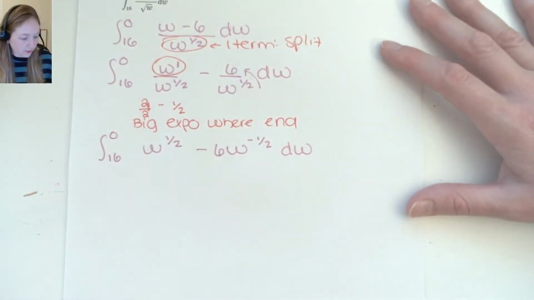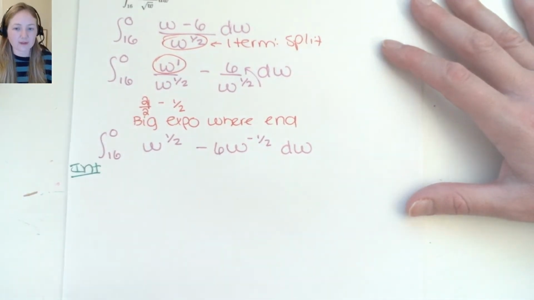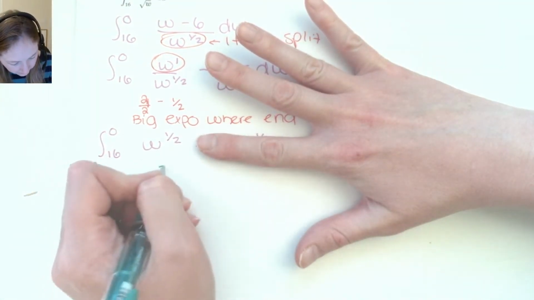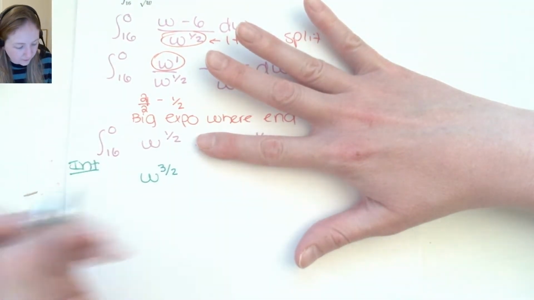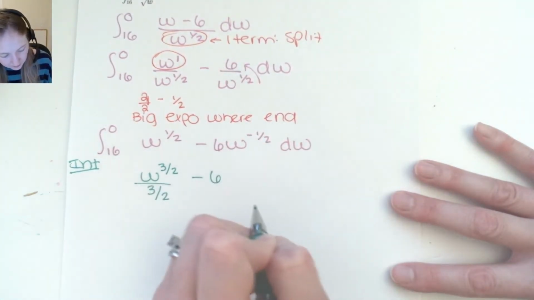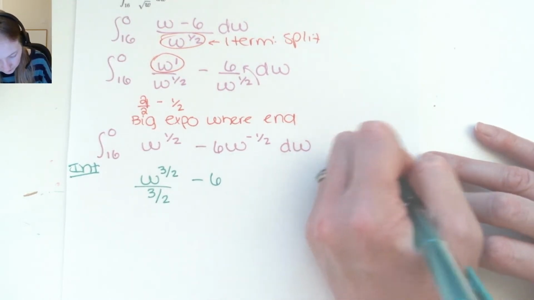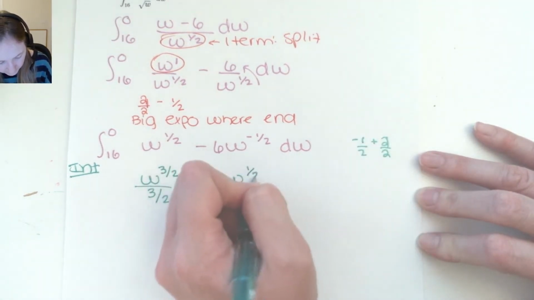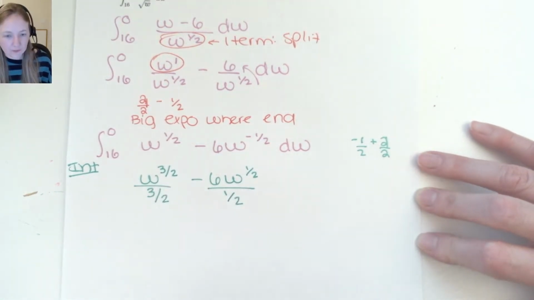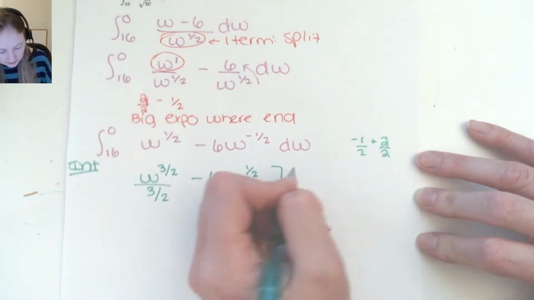Now we can integrate by doing the add 1 to the exponent, divide by the new exponent. So w to the 1/2 becomes a 3/2, divide by 3/2. The 6 takes along. The negative 1/2 plus 1 goes to a 2 over 2. So that's w to the 1/2 over 1/2. And then we have our bounds, so we don't write the plus c, we write 16 to 0.